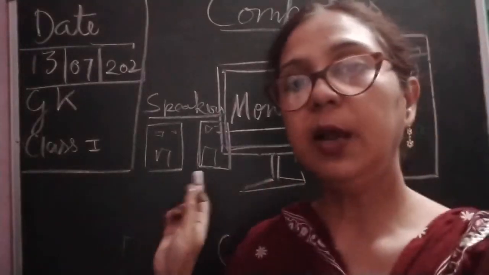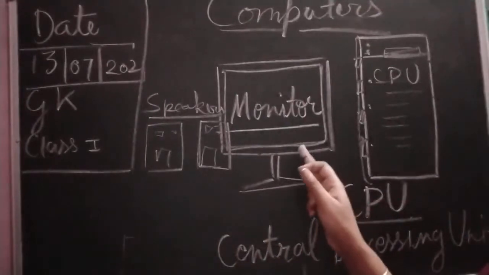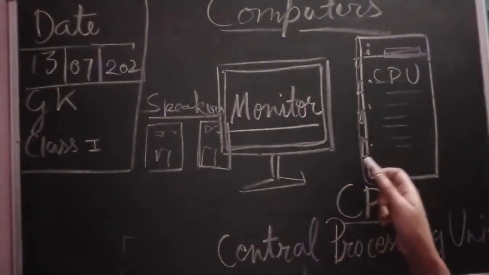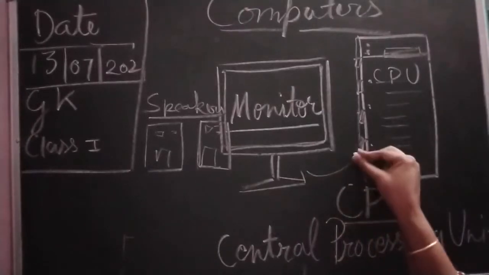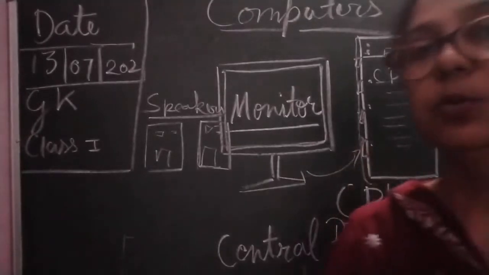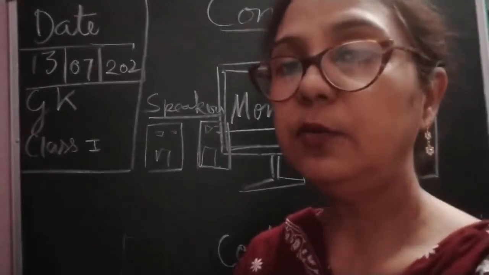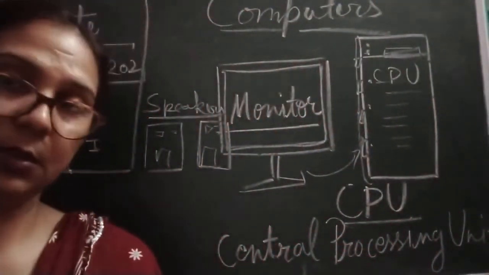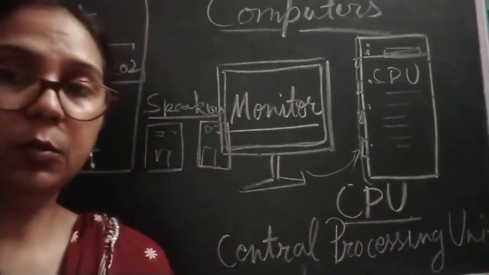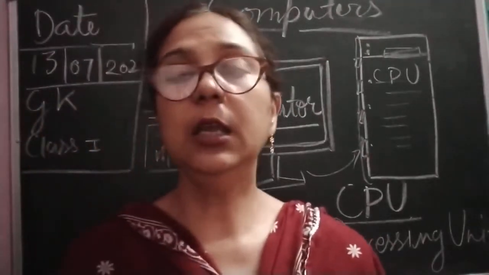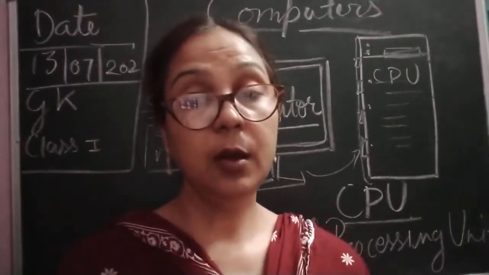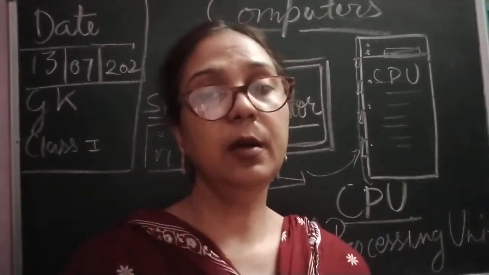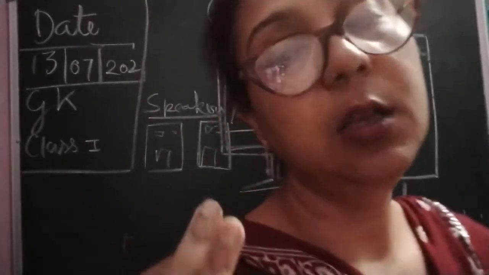So we have to connect these speakers to this computer, and this computer is totally connected with the CPU, children. So these are the parts of the computer which are really important for us. Now children, we are moving to see the keyboard, from where we have to type.